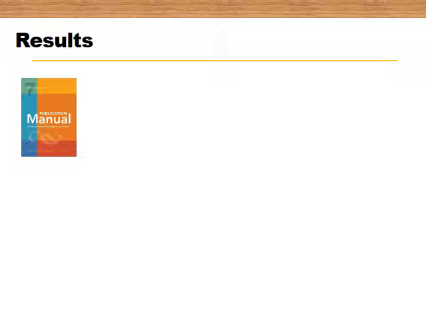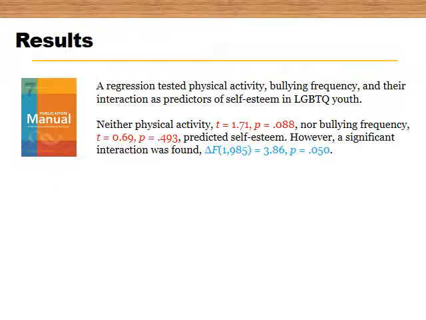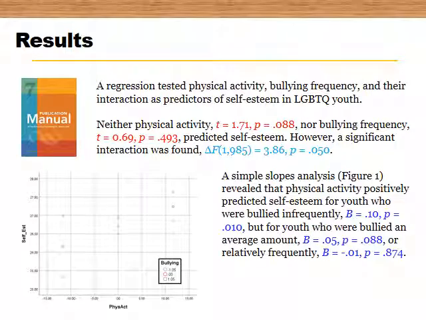How would we write up our results? First, we will add a sentence that explains our model. We used physical activity, bullying frequency, and the interaction between those 2 things as predictors of self-esteem in a sample of LGBTQ youth. Neither of our predictors had significant effects on their own. However, we did find a significant interaction, so as always, we will graph that interaction.